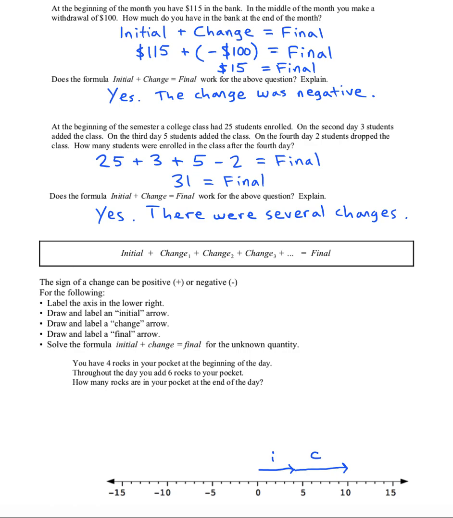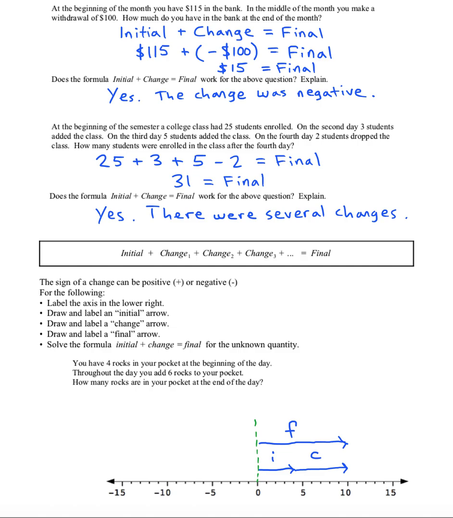Well, a final arrow actually goes from 0 to where we land up after the change is made. So it'll look like that, and we'll label it with an F. If we like, we can just put a dashed line here to make it clear that both of these arrows, the F and the I, start from 0.